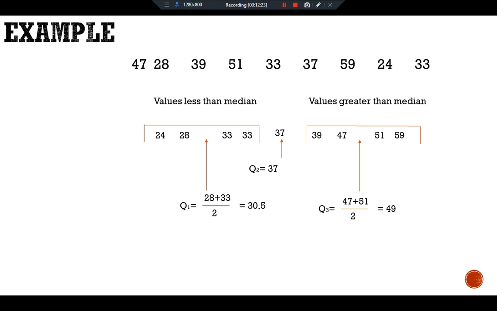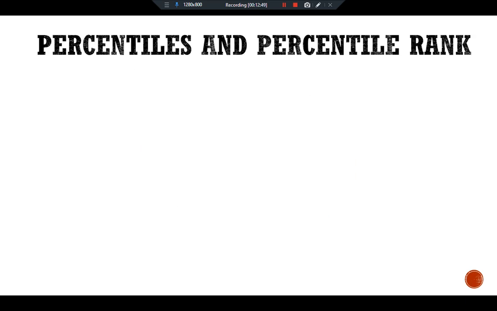For finding the interquartile range, we have the formula Q3 minus Q1. We have Q3 49 minus 30.5, and we get the interquartile range, that is 18.5 years. Okay, let me give you further explanation about the percentile and percentile rank.